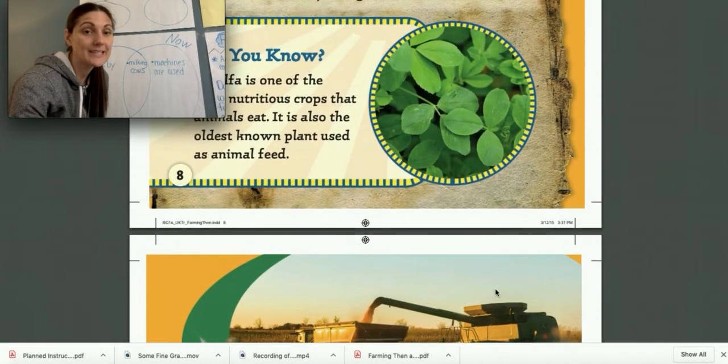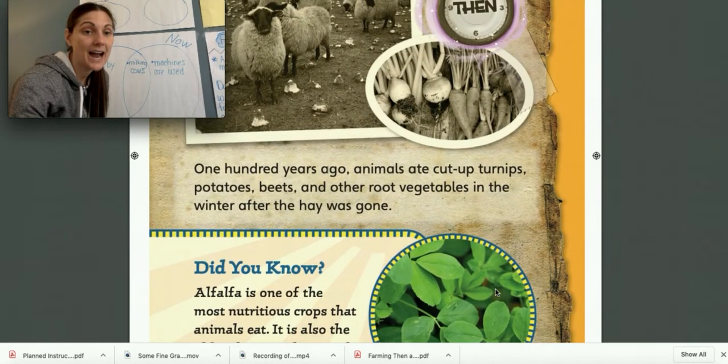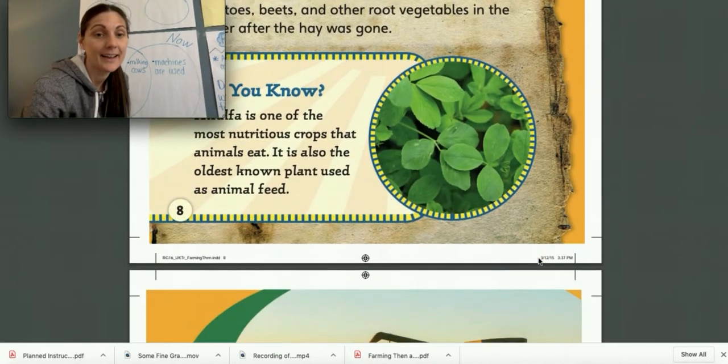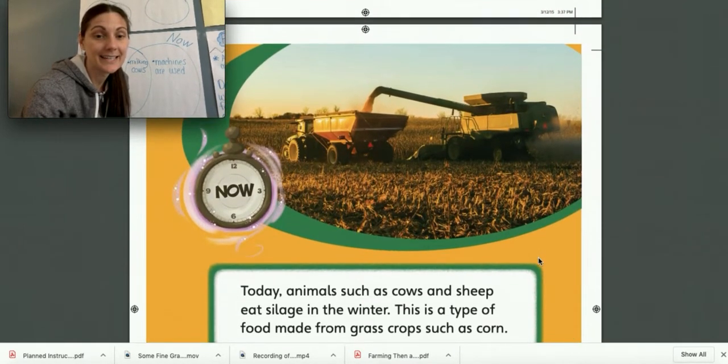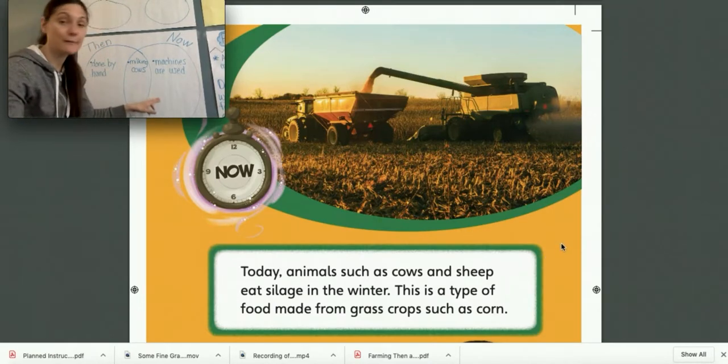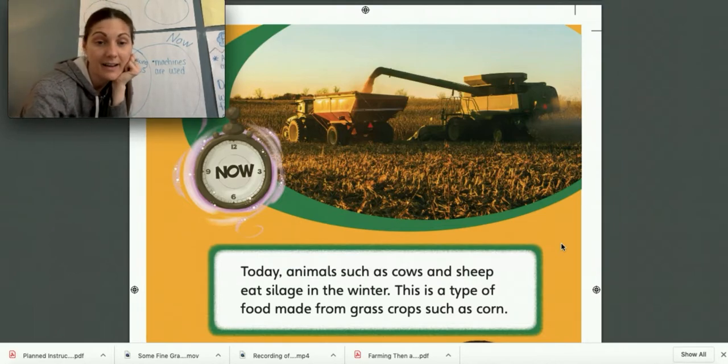So this is then. I suggest pausing your video here so you can write down what they ate then. Go ahead and pause. And then this is what they ate now. So go ahead and pause your video again to add to your Venn diagram what the animals eat now.